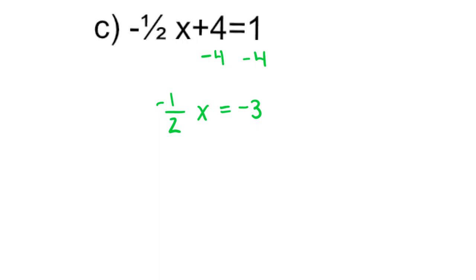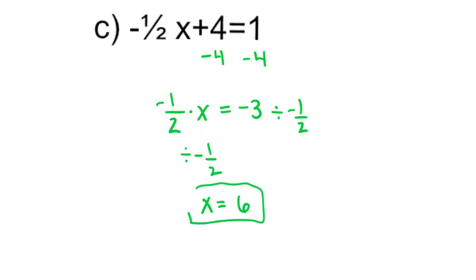Then I want to get rid of the multiplication of -1/2. So I'm going to divide both sides by -1/2. And we can use a calculator for that, or we can change the division to multiplication, which gives us 6. So there is our answer. So when we're solving equations, we get rid of parentheses first, then get rid of addition or subtraction, and then get rid of multiplication or division.